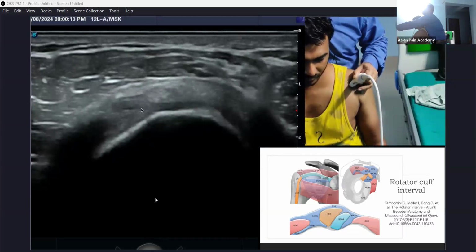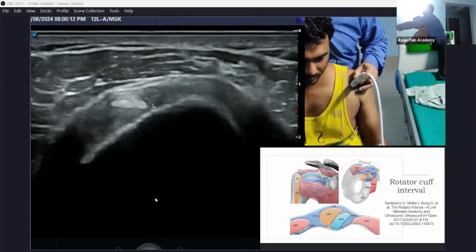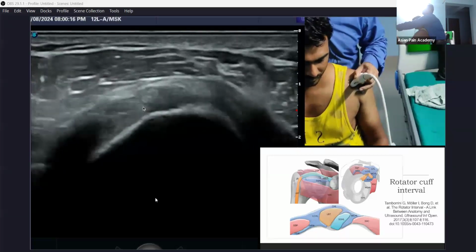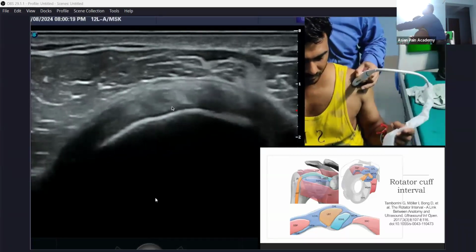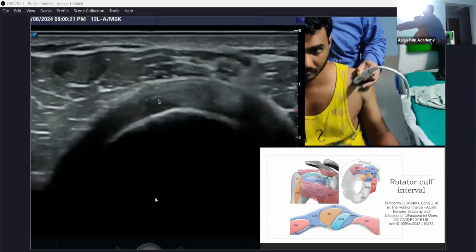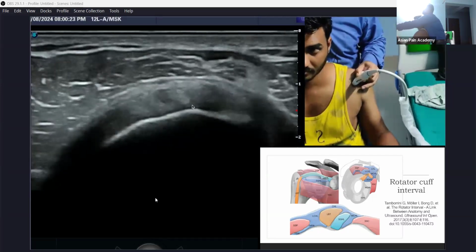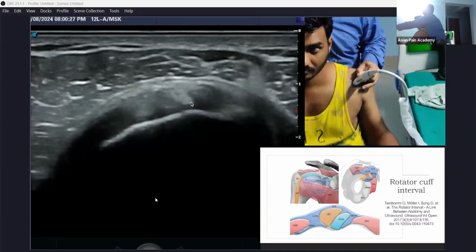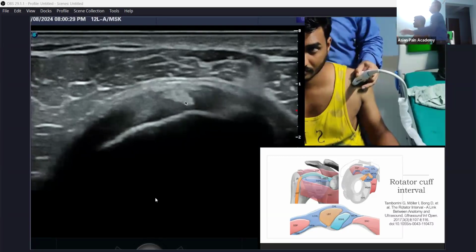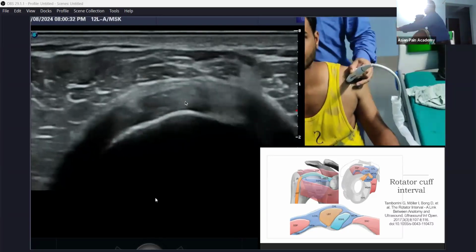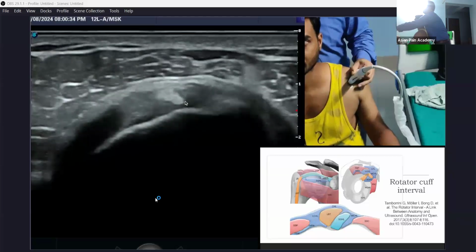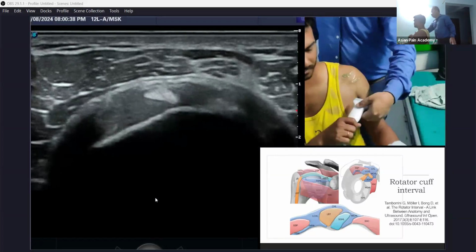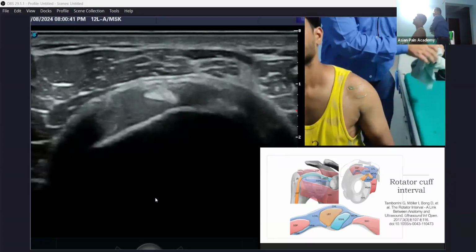So if we inject anything here, in this position, just by the side of the biceps tendon in this area, the fluid must go inside the joint. So this is called the rotator cuff interval. In the rotator cuff interval, you must see both the muscles in short axis view.